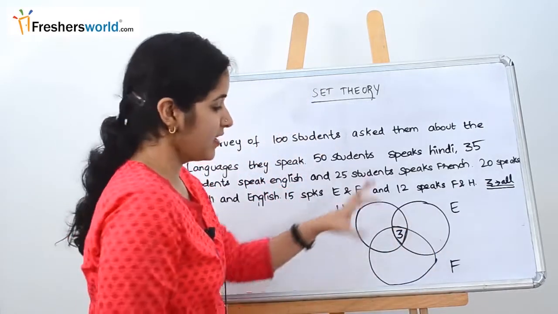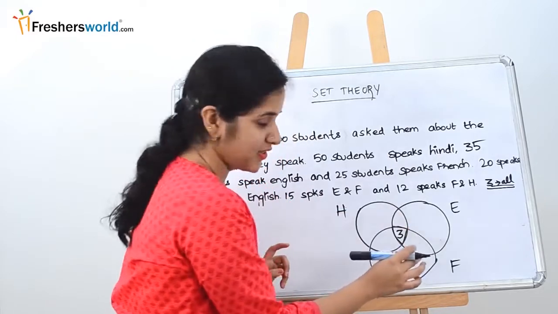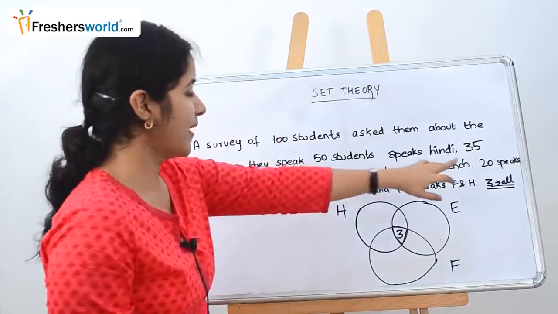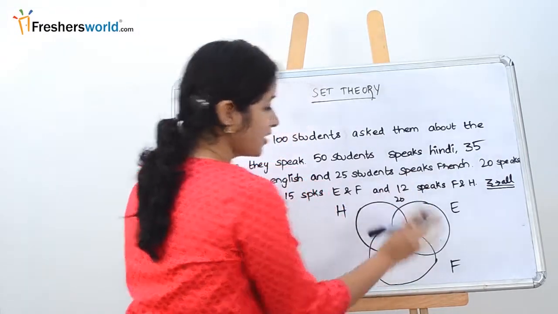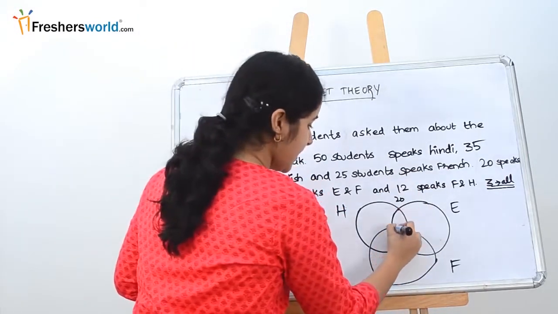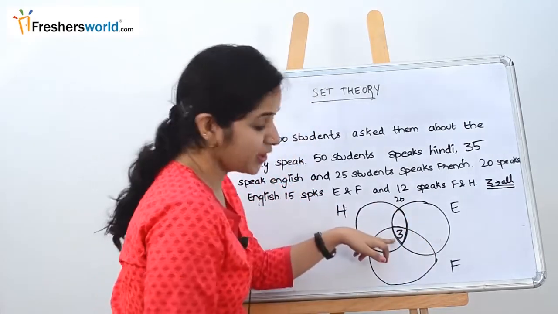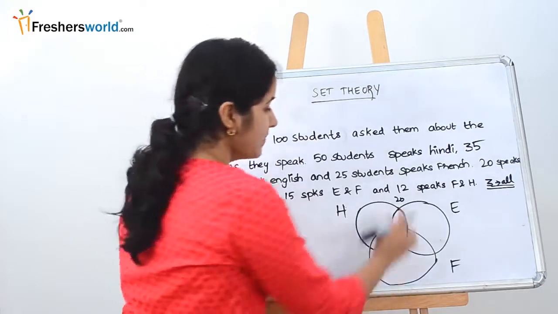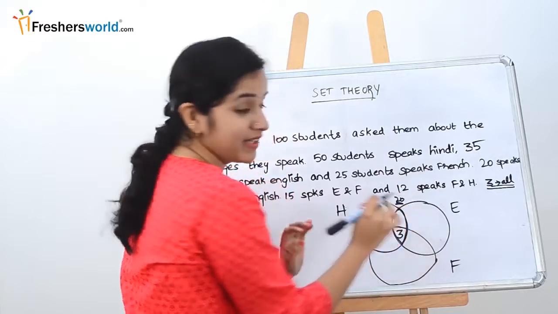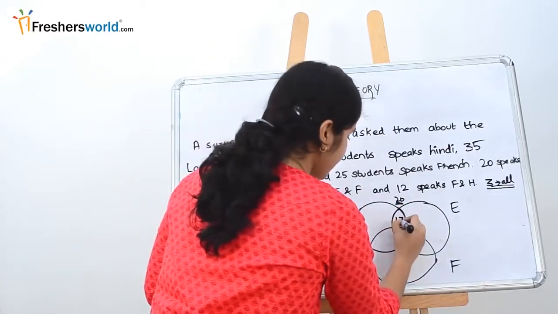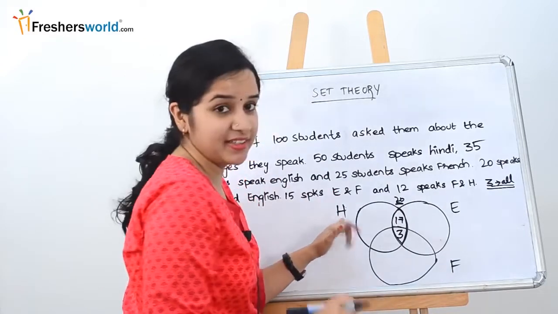The next step is that from the smallest intersection we go to the next biggest, which is nothing but the 2 intersection circles. The next data they have given us is 20 speak Hindi and English. So 20 is the number of people who are speaking Hindi and English, which is this intersection. We already know 3 speak all the languages. How to find this? 20 minus 3, which is 17. So 17 are the people who speak English and Hindi only.